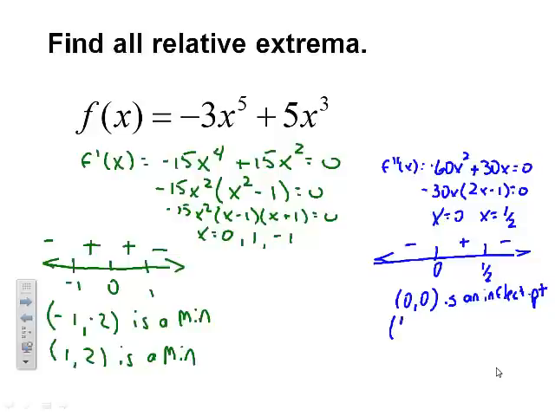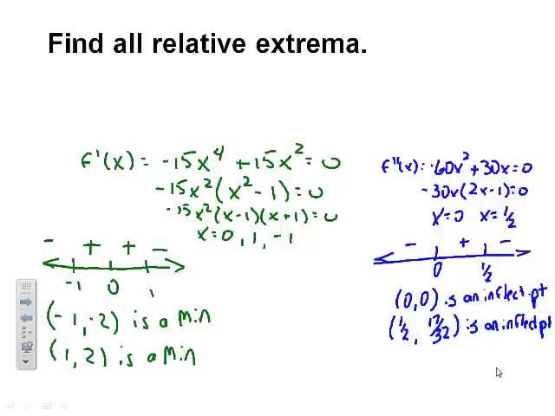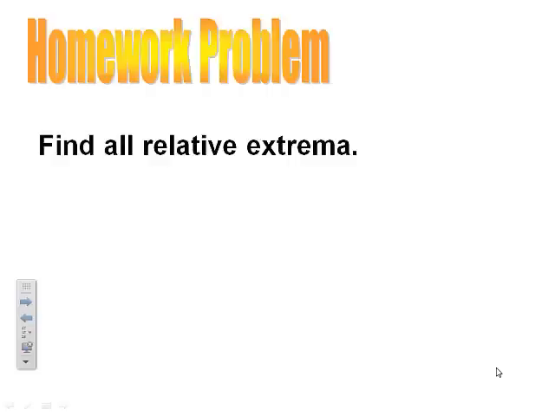And 1/2, comma, now I got to take a minute and plug 1/2 back into the original function to get the y value. So if I plug it into the original function and do some quick mental math, I get that the value for this is, drum roll please, can I do math in my head, 17/32, I believe. And that is also an inflection point because it changed from being concave up to being concave down. So these are the relative extremas. Now remember, 1, 2 is a maximum, not a minimum.